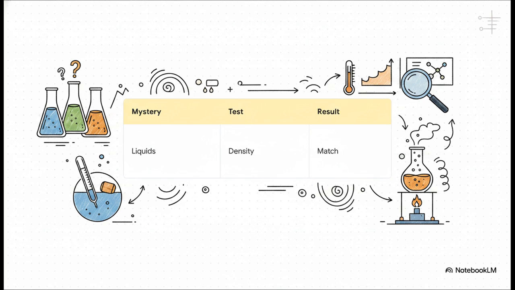Let's say you've got some unlabeled mystery liquids sitting there. You can test things like their density and boiling points. The result? You match those samples to known substances and quickly narrow down what they could be. And the absolute best part is, you can do all of this using physical properties without ever causing chemical changes to the liquids themselves. It's all about observation.